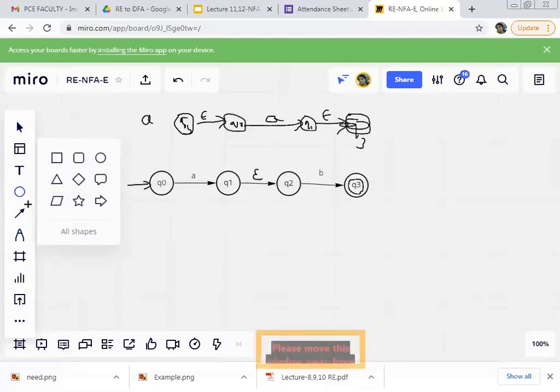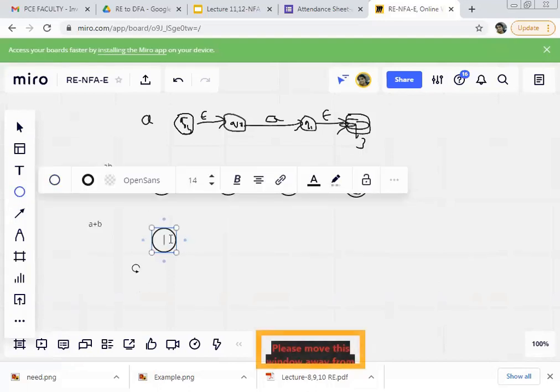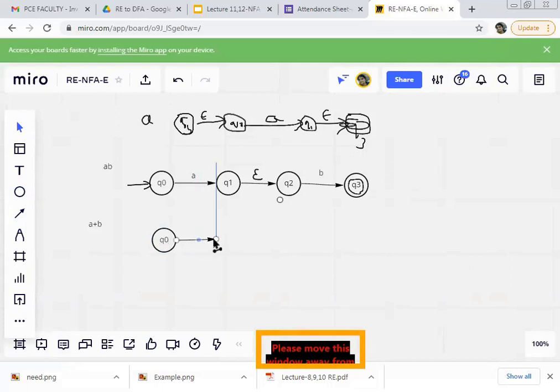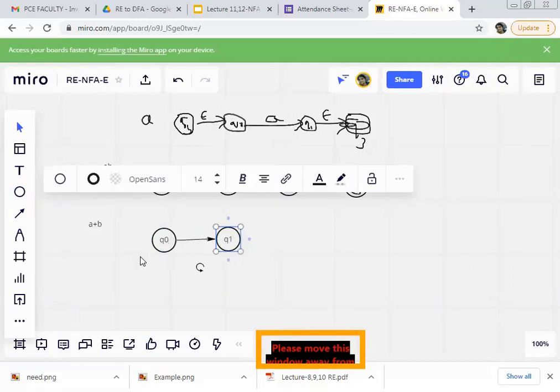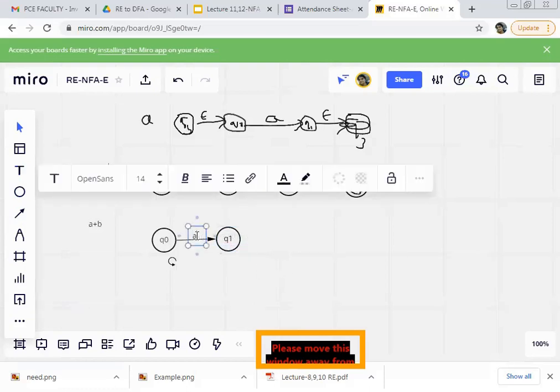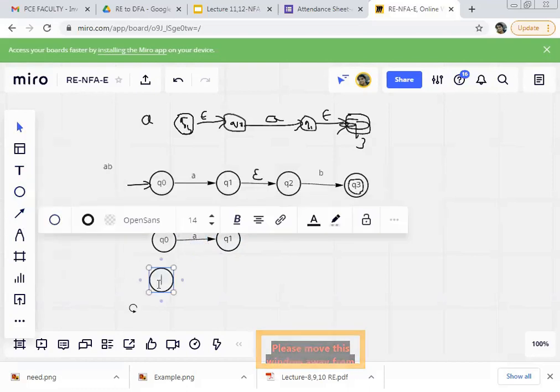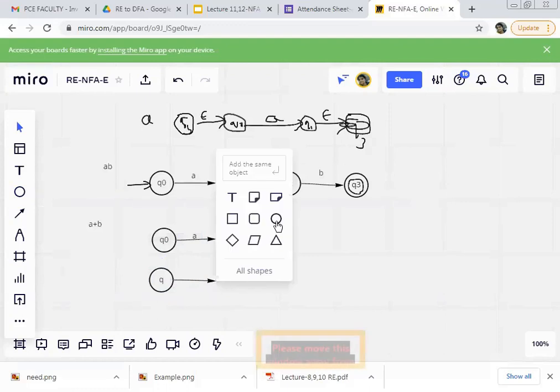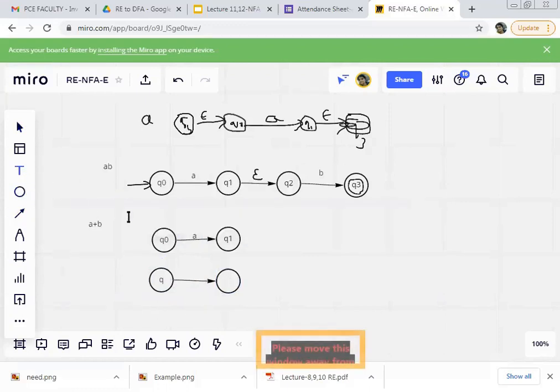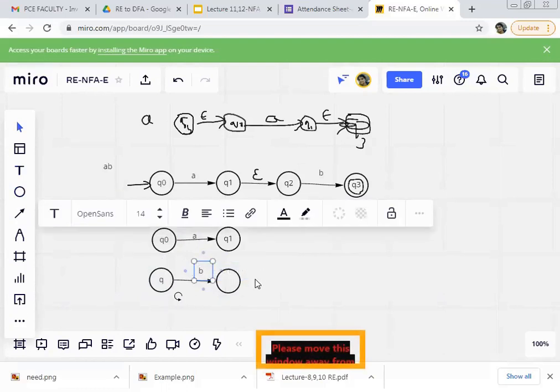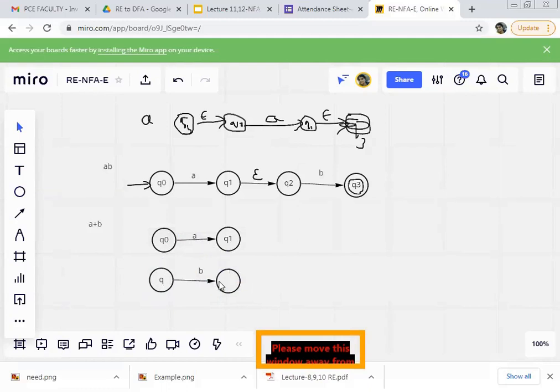Again, the same thing. We know how to draw A. This is A. We know how to write B, and I'll rename the states later. Then this will be B. So we have drawn A and we have drawn B. Now we have to see how to draw OR. OR means either A or B.